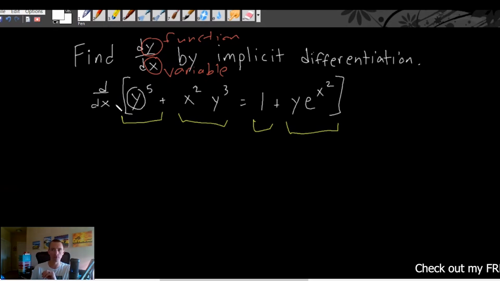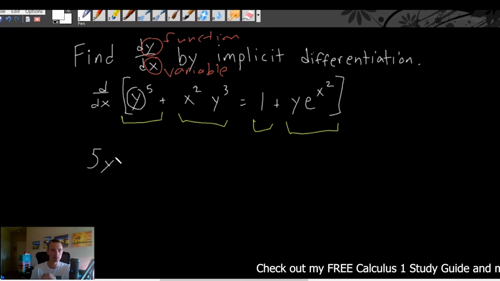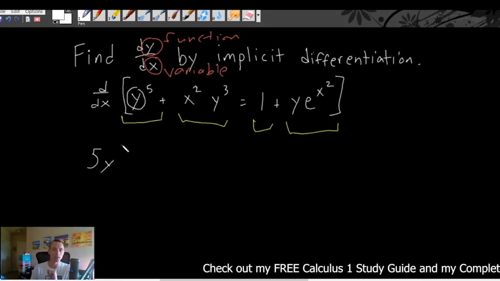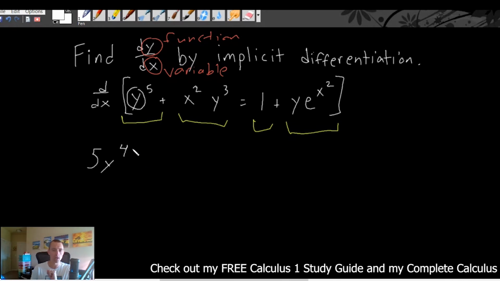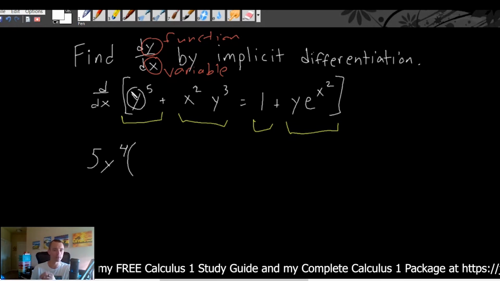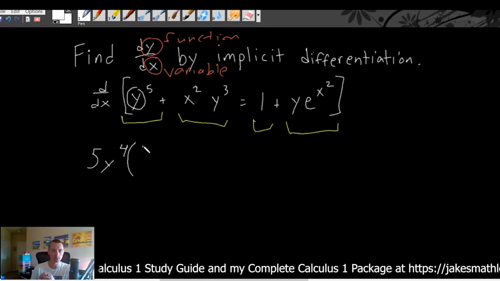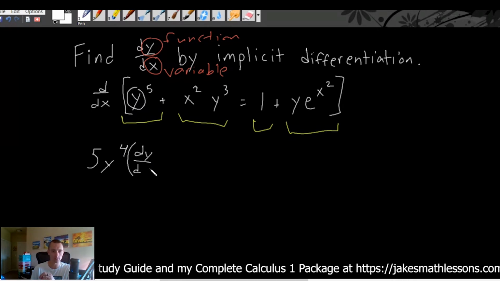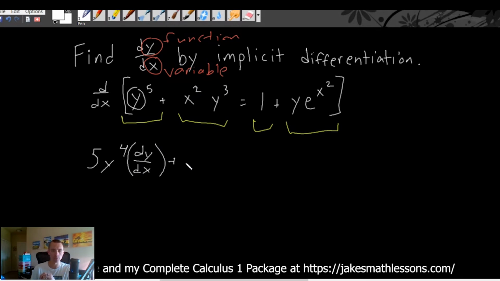So the derivative of the fifth power piece, we'll bring the 5 down in front, leave our inside function as our inside function, leave our y as y, and then subtract 1 from the power. And then we multiply by the derivative of our inside function. The derivative of y with respect to x is just dy/dx. Now this next term here, we're going to have to actually use the product rule.